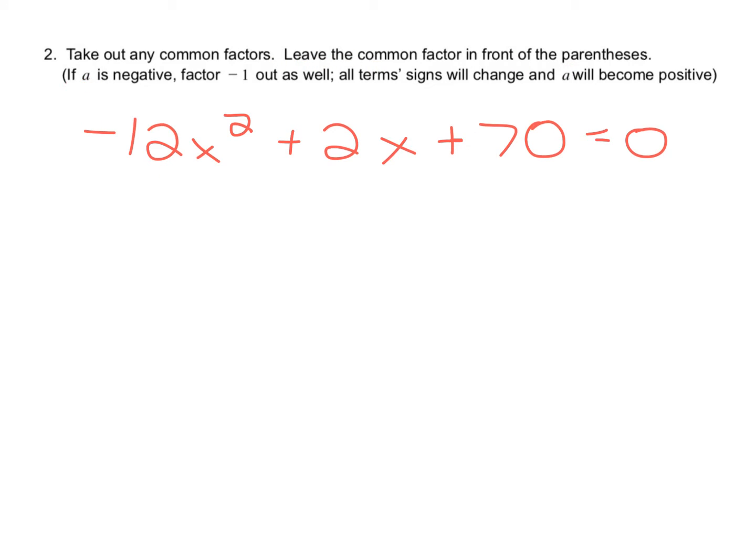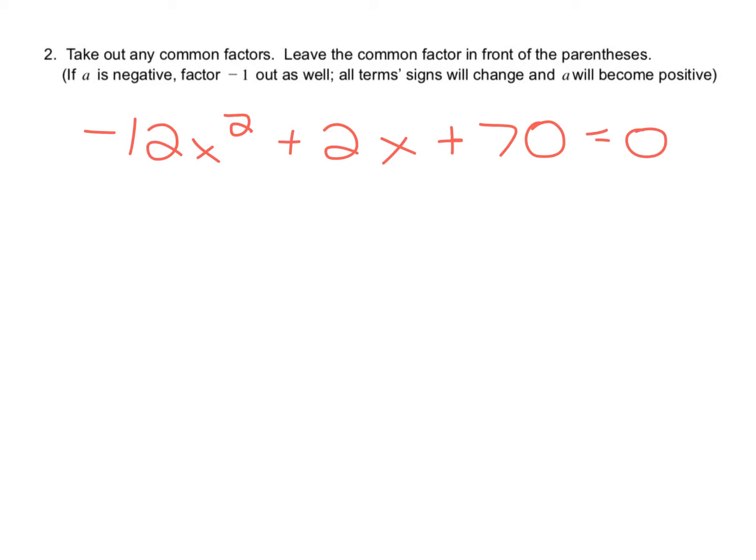Also, it says if a is negative, which in this case it is, that leading coefficient's term is negative, we're going to factor out a -1. So instead of pulling out a 2 from everything, we're going to pull out a -2. All the terms, their signs will change, and a will become positive. So how are we going to do that? We're going to factor out a -2.